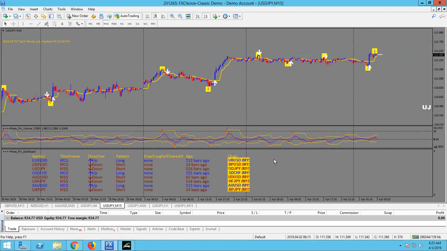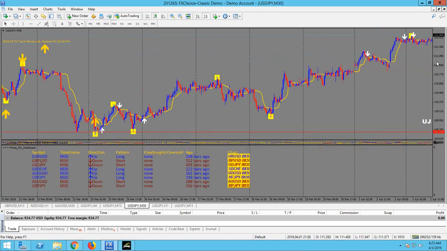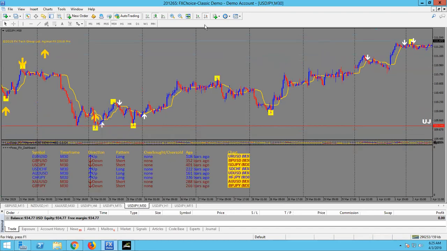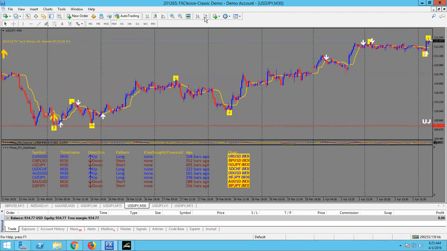I go to my other screen. I don't know if it'll show. It should now to trade it after I get a signal. But anyway, this is what I do. So here's the 30-minute chart. This is all UJ. This is what I was trading last night and today.